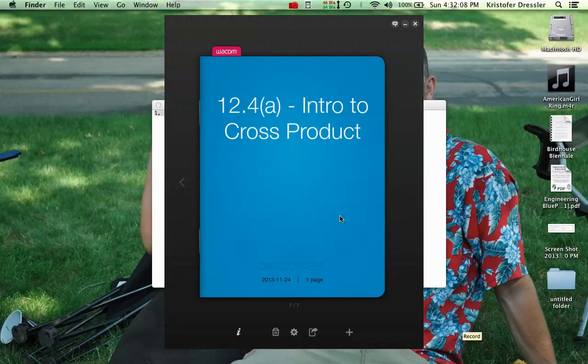Ladies and gentlemen, children of all ages, it's time to take our vector multiplication one step further and introduce the cross product.